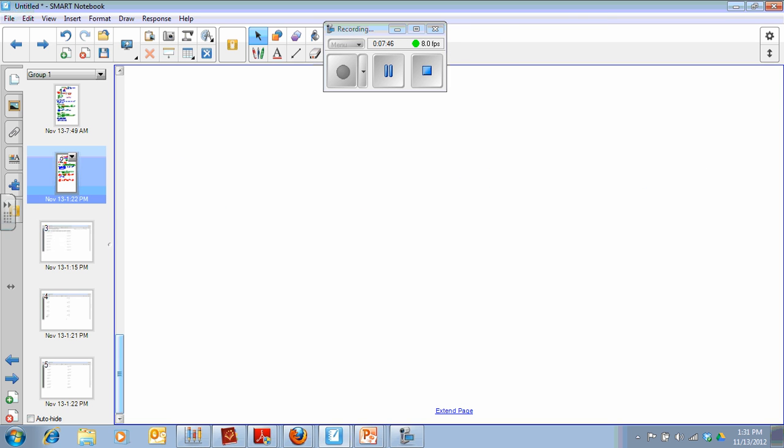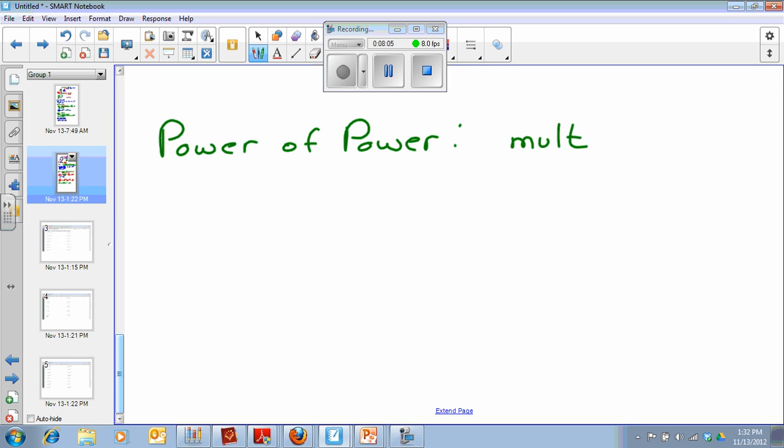And then, of course, our last rule deals with the power of a power rule. And basically, the power of a power rule states this, that you're going to multiply the exponents. So you will be multiplying the exponents. And let's give an example of that in a second.